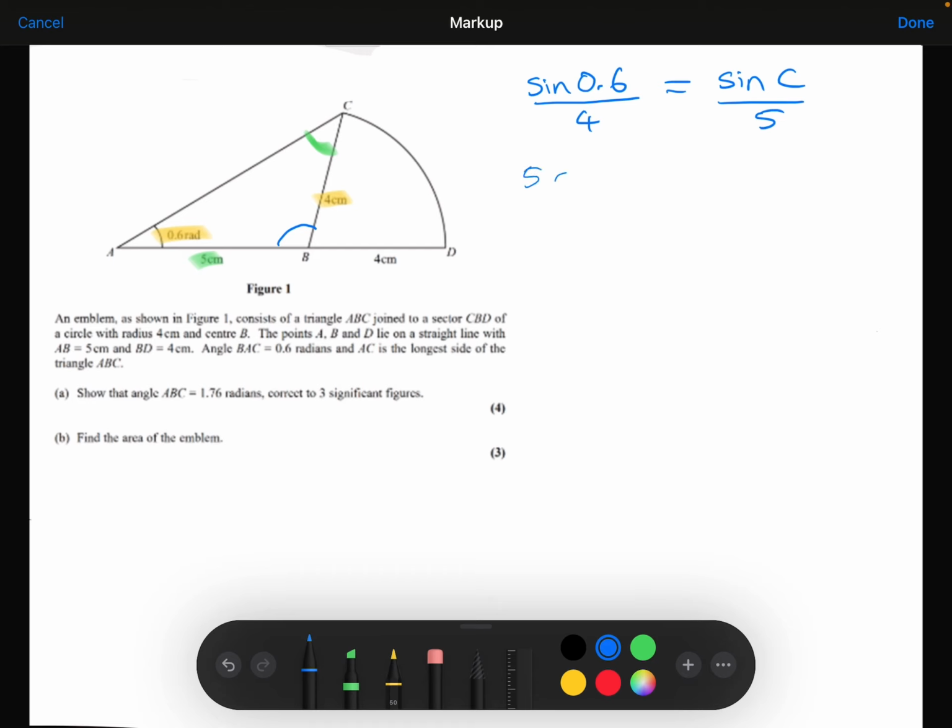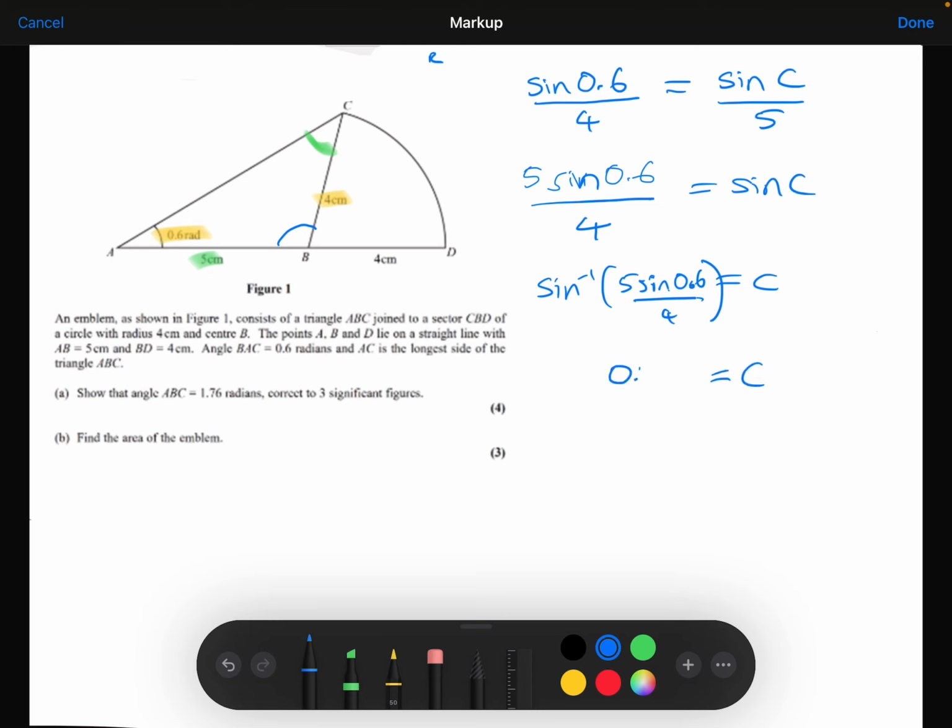Multiply both sides by 5. And then do sine inverse of both sides to work out angle C. Now, using your calculator, because we are in radians, you need to make sure that your calculator is in radians mode. So make sure that you've got a little R written at the top of your calculator display. If not, you need to change the mode. If you type that into your calculator, you should find out that C is 0.7835 radians. So that's the angle C here.